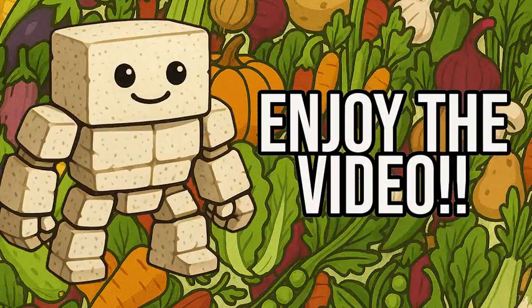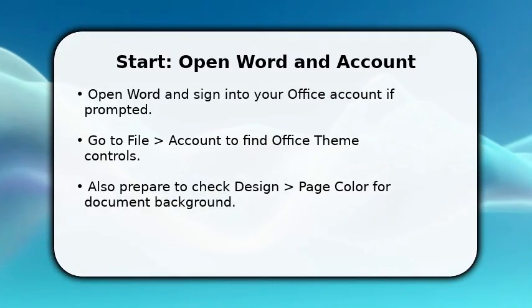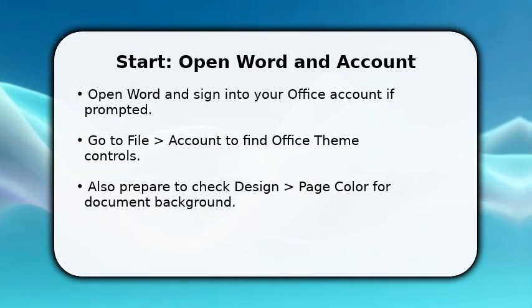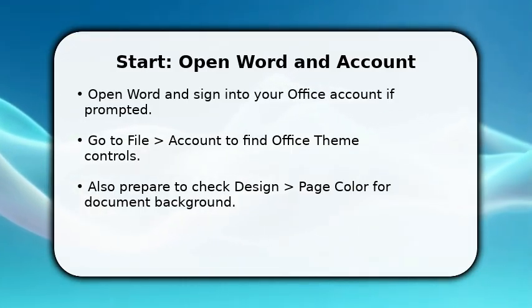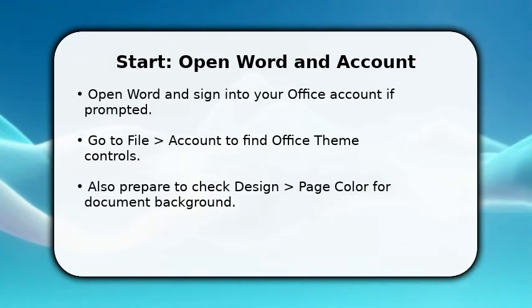Please enjoy the video. You begin by opening Word and moving straight to the File menu. This is where Interface Themes live. Once in File, click Account on the left so you can change the Office theme immediately. Make sure you note the Design tab too, because Document Page Color is separate from the app theme.